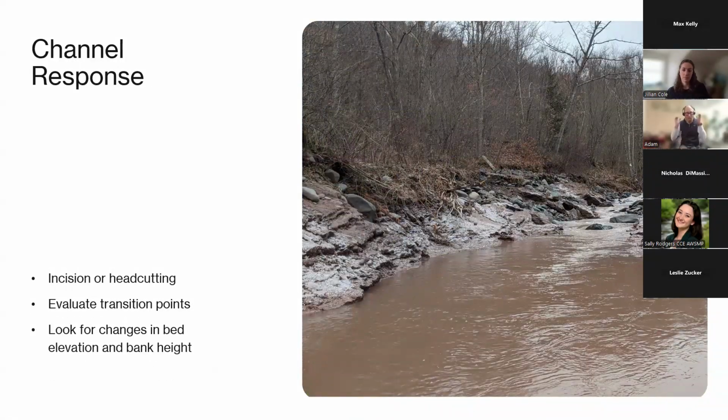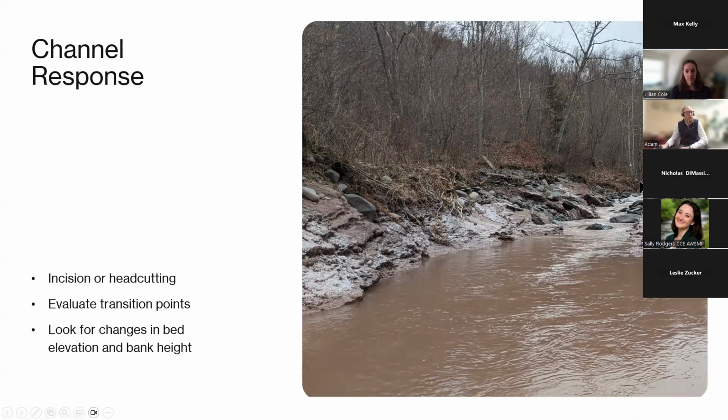Next, we'll focus a little bit on channel responses. So one potential thing to look for would be any incision or head cutting. Incision is just a change in the vertical placement of the stream bed. Head cutting is a term for this drop in bed elevation that tends to propagate upstream, and you can kind of see an example of that here in this photo.